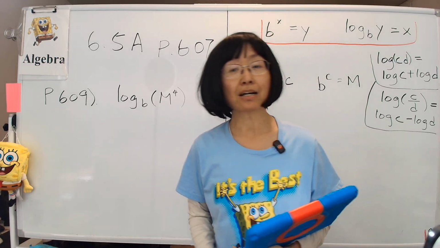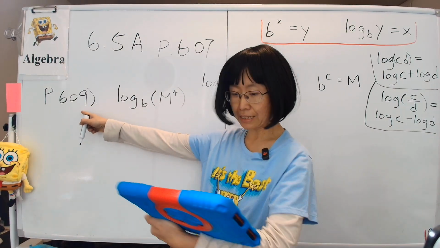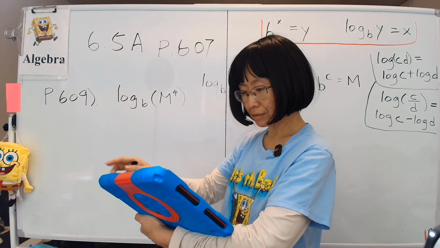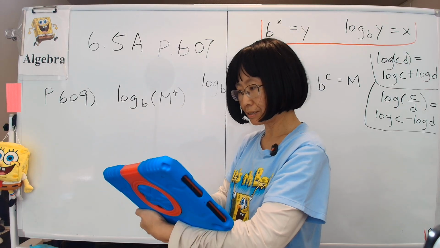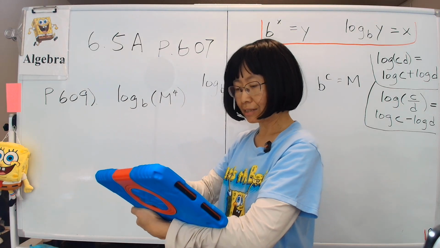So next, let's talk about the power rule on page 609. We have, is it 609? Why am I on 609? Yeah, it's right, towards the bottom.